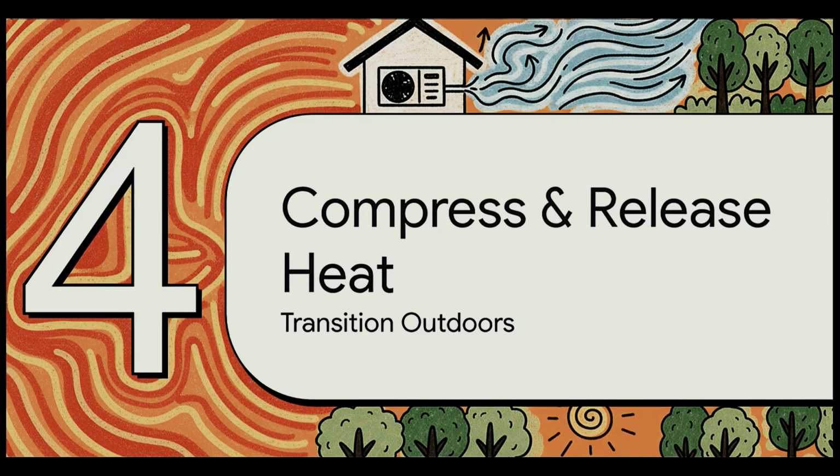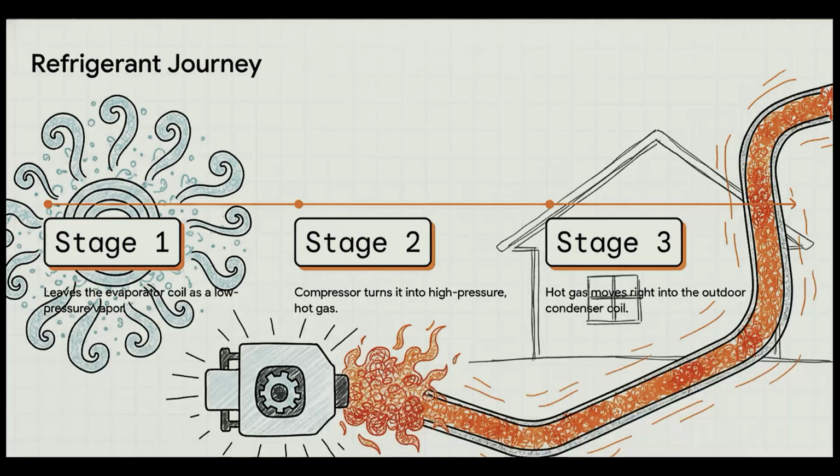Section 4. Compressing and releasing heat. So what do we do with this heat-soaked refrigerant? Well, after absorbing your indoor heat, the refrigerant leaves the evaporator coil as a low-pressure vapor. It travels outside directly to the compressor. And the compressor does exactly what its name implies. It aggressively squeezes these vapor molecules together. By compressing them, it turns the low-pressure vapor into a high-pressure, high-temperature gas. It is now scorching hot, far hotter than the outdoor summer air. From there, this high-pressure hot gas moves right into the condenser coil.